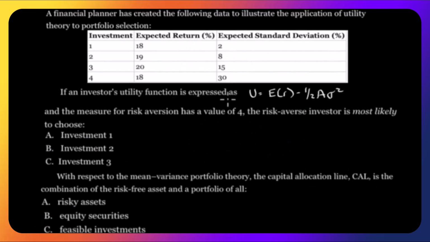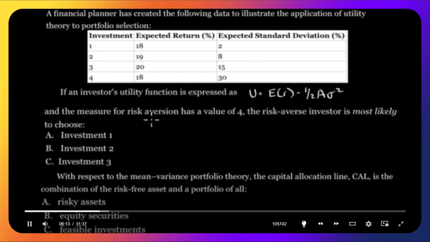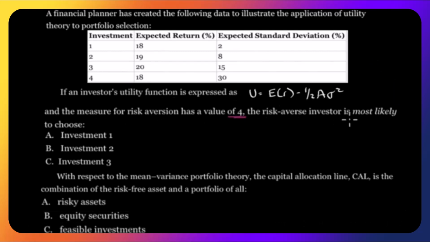All right, the same information here. If an investor's utility function is expressed as follows, and the measure for risk aversion is a value of 4, the risk-averse investor is most likely to choose. We'll do the same thing. Investor 1, 2, 3, 4. We have 0.18, 0.19, 0.20, 0.18 minus, and we have 1/2 of A. Here A is 4, so 1/2 of A is 2. So it's 2 times the variance.